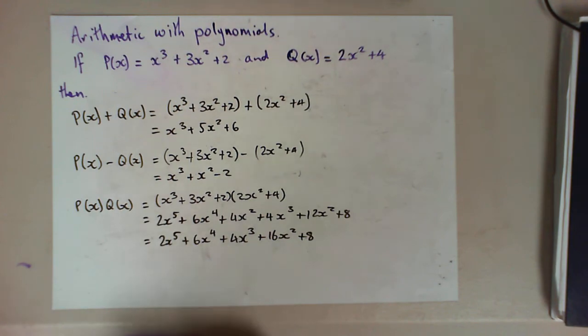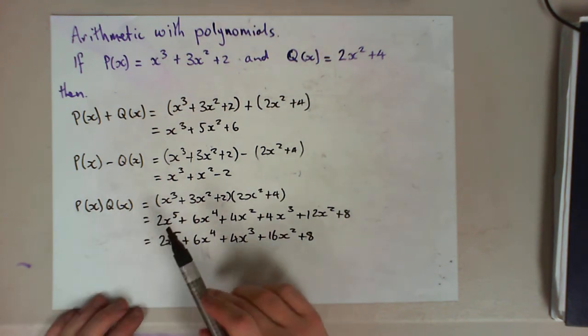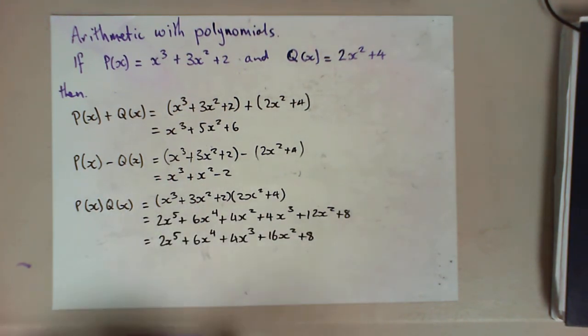Similarly, if we were to multiply these, then we have our 2 sets of brackets and we've got to expand them out.